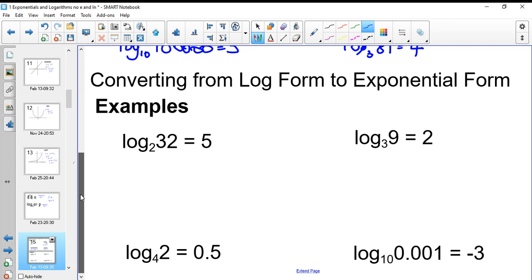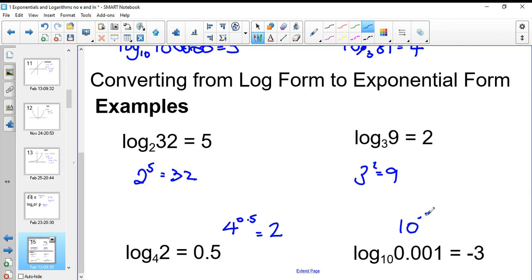Now we go the other way. So we've got log, base, answer equals power. So 2 is the base, 5 is the power, 32 is the answer. So 2 to the power 5 equals 32. 3 squared equals 9. 4 to the power 0.5 equals 2. 10 to the power -3 equals 0.001. So that's going the other way.